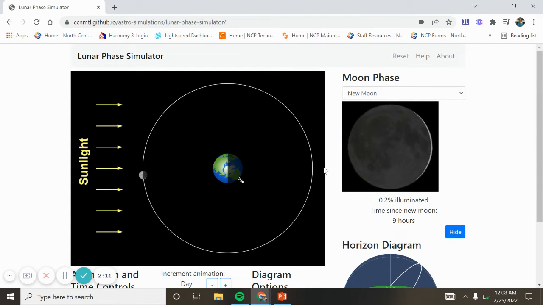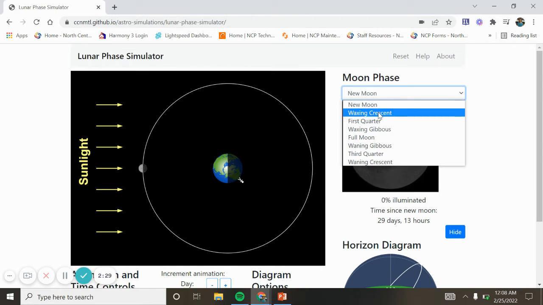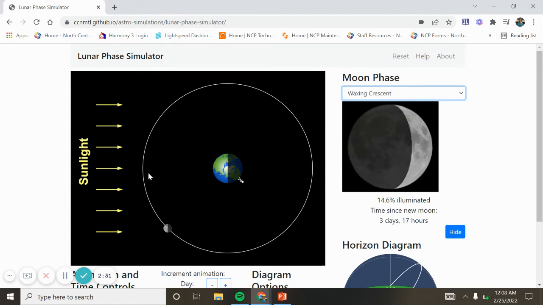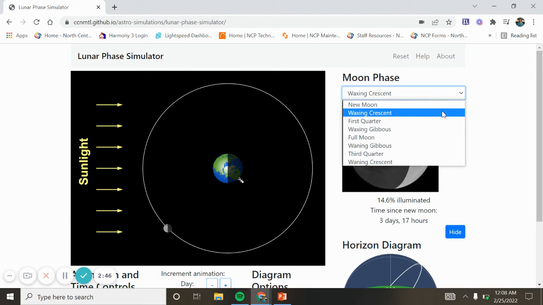Okay. So maybe you've noticed that there were some names up here. And so the first phase that we need to understand is called a new moon, and that is what starts a new lunar cycle. And so when we click waxing crescent, that's about 3 days later, but anytime that you see some of the moon but not quite half of it, that's called a crescent. And because it's on its way to a full moon, it's a waxing crescent. And so it would look like a little tiny sliver of the right side is lit up.